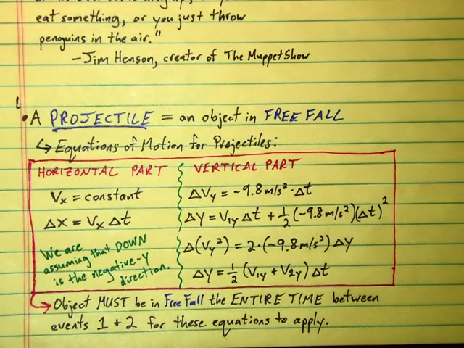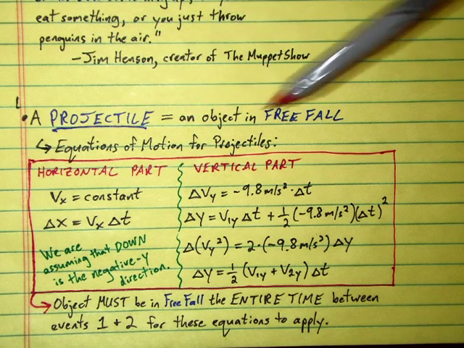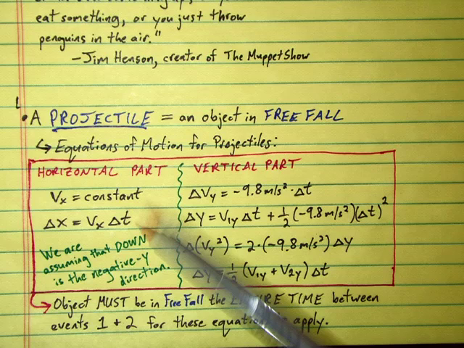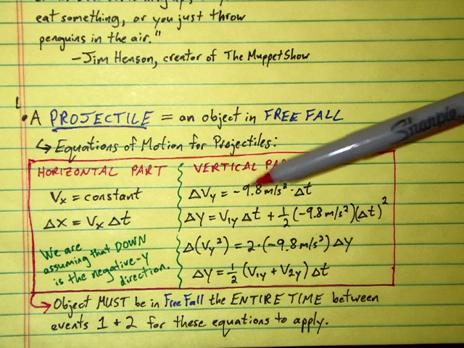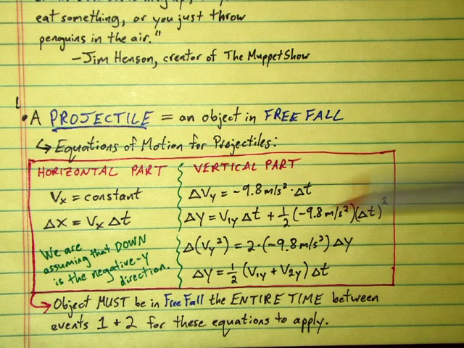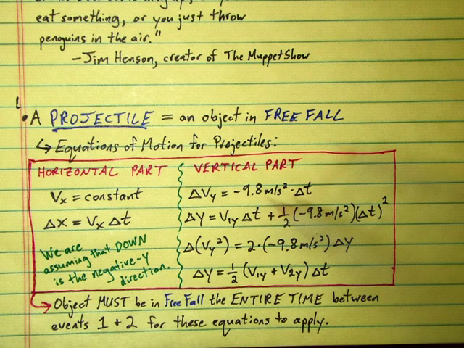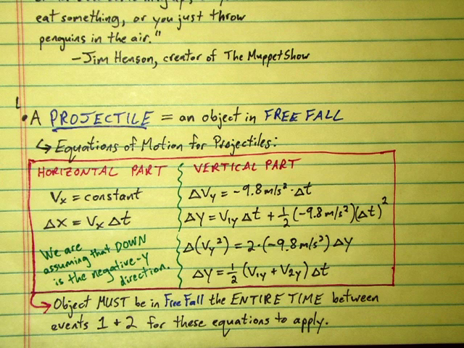Here are our equations of motion for projectiles. A projectile is defined to be an object that's in free fall. And I've just summarized what we just went over. These are your two horizontal equations, and these are the remaining vertical equations with negative 9.8 meters per second squared put in for the y component of your acceleration. We're assuming that down is the negative y direction. That's why there's a negative sign on all these y components of the acceleration.